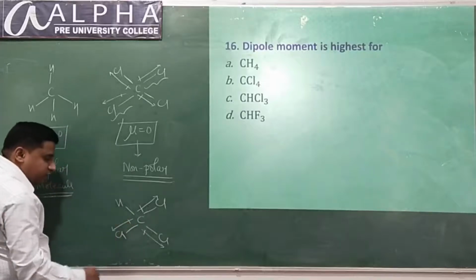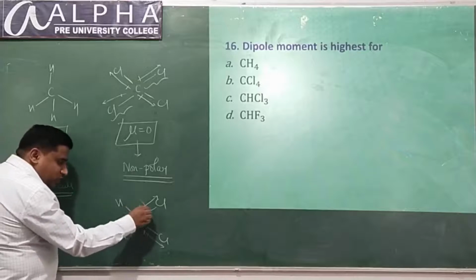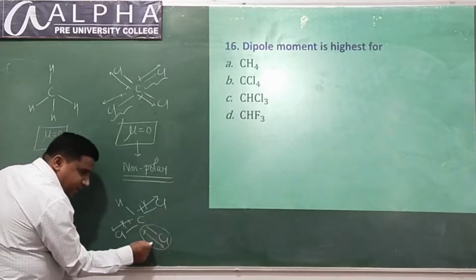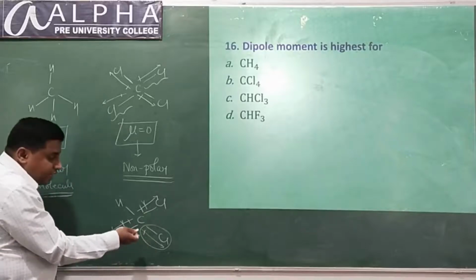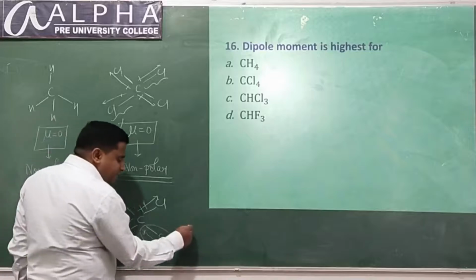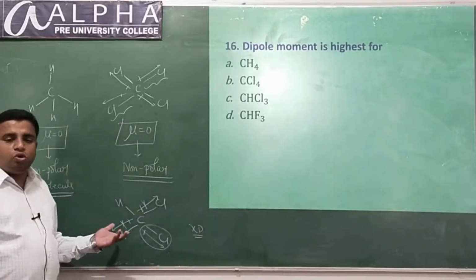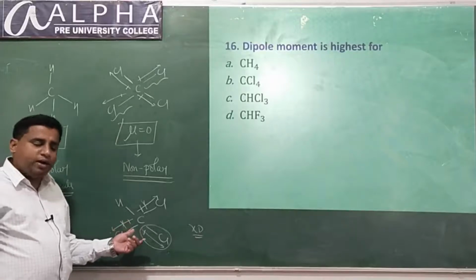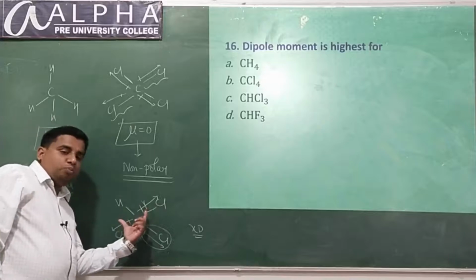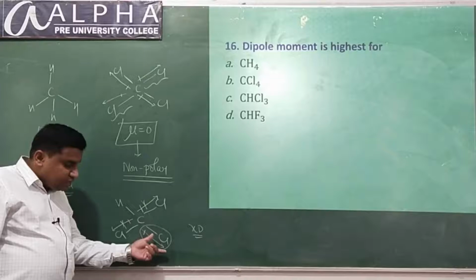It is towards chlorine. Understand here, these two are equal and opposite dipoles. These two will cancel. But there is a dipole moment here, right? This one doesn't cancel. Let us take that dipole moment as x D. We don't know the exact dipole moment, so let us consider it as x D. These two equal and opposite dipoles cancel. There is only one dipole moment, towards chlorine.